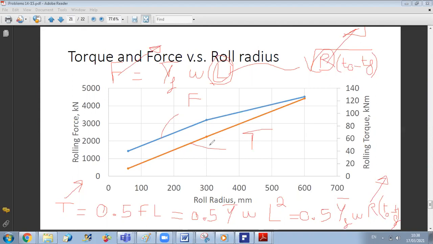So until now, we deduced that both the force and the torque will increase with the radius. But what about the power? Concerning the power, it is torque times omega.